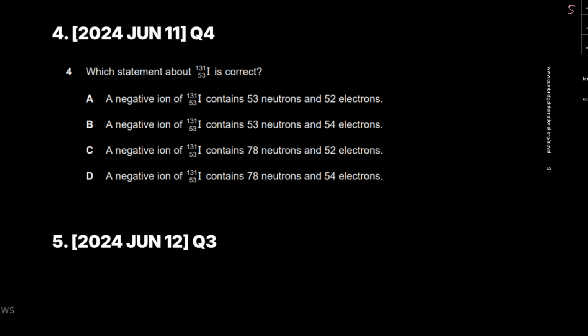I is correct. A negative ion of I contains 53 neutrons and 52 electrons. First of all, let's figure out the number of electrons if it's a negative ion. We know that I in the periodic table is in group 7 or group 17, so it's going to gain 1 electron to become a stable electronic configuration, and therefore it should have a charge of 1 minus. Now if it has 53 protons and 53 electrons for the atom, how many electrons would there be for the 1 minus ion? It should be 1 more. So it should have 54 electrons.